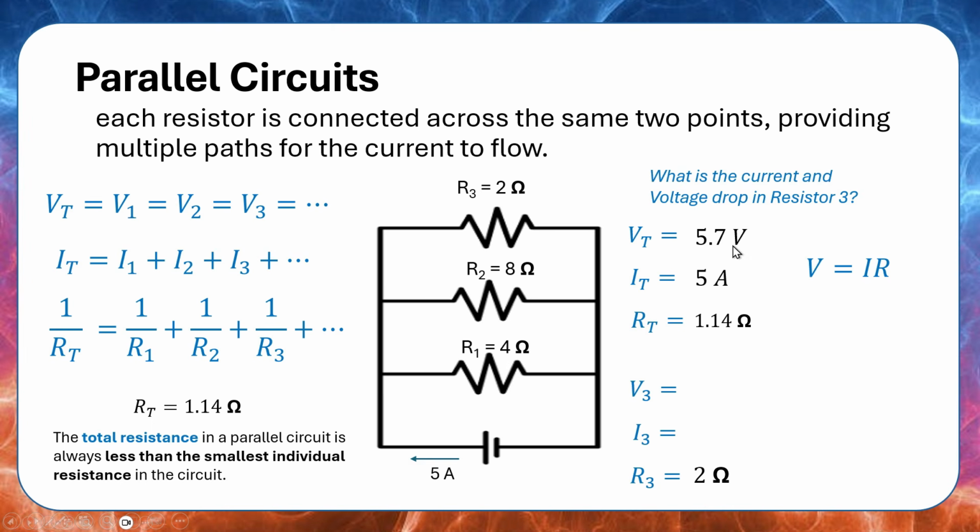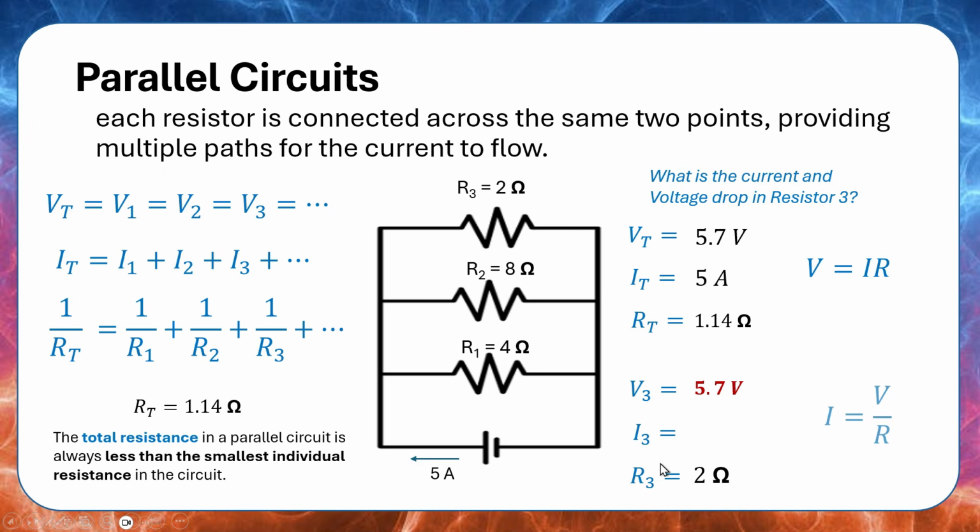And we're going to use that, of course, because voltage in parallel are equal to each other. So V3 will now be 5.7 volts. So we already got the voltage dropped in R3, that is 5.7 volts. Okay. How about the resistance?